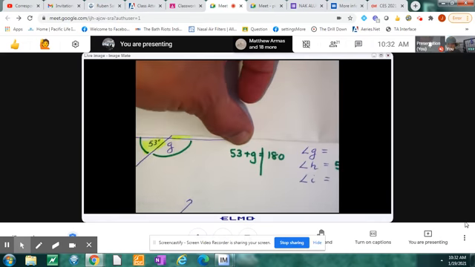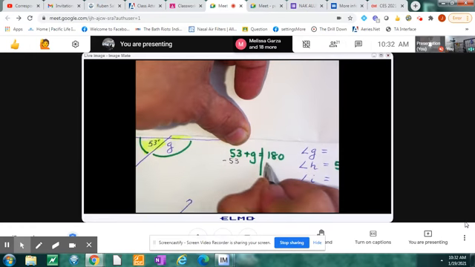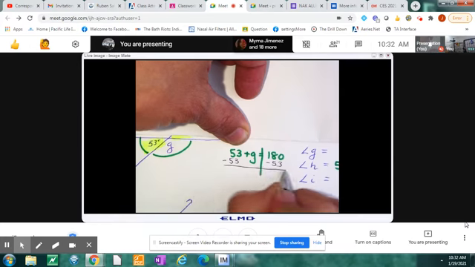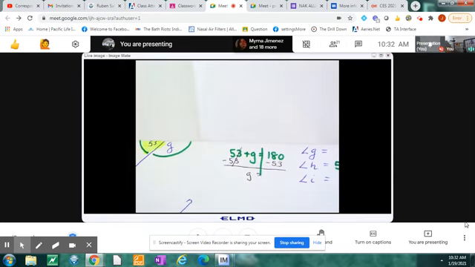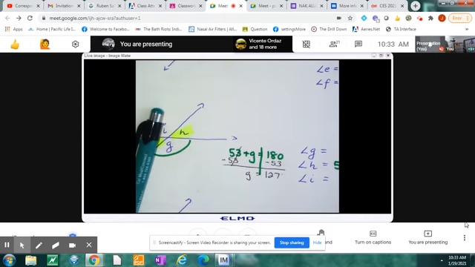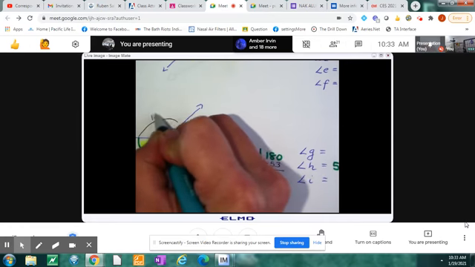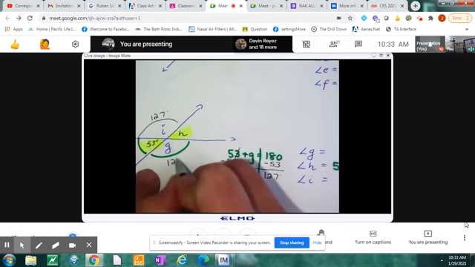Okay, so let me zoom in. Then what am I going to do? I'm going to take away 53 on both sides. So G is equal to 180 take away 53. I don't know what that is. Let's check it out. Use your calculator. 127. Okay, 127. So there you go, 127 is G. Right here is 127 degrees.